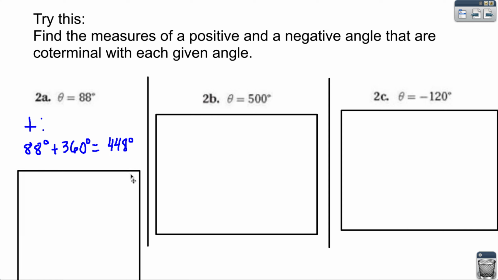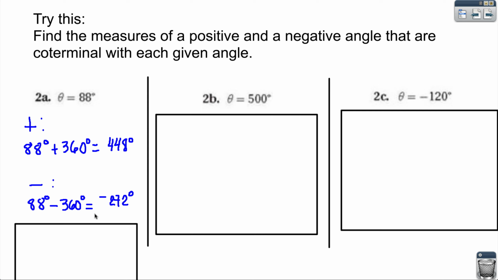And to get a negative measure, we can subtract 360 degrees a single time, and that will produce a negative measurement. And if you need more of these, you can keep subtracting multiples of 360 degrees to find those measures. In the same manner, in the second example, you have a 500-degree measure.